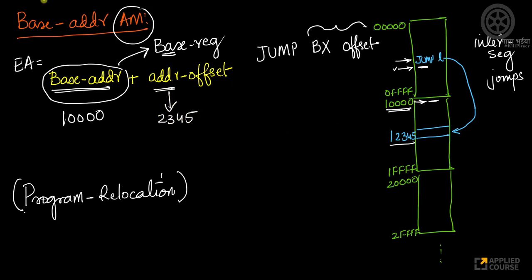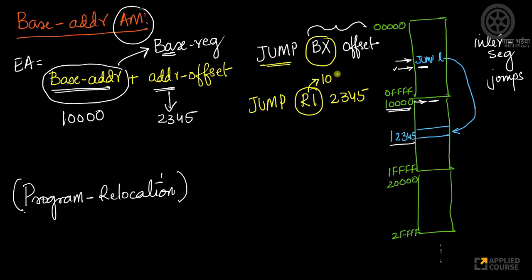So the way this instruction will look is it will have jump. It will give me the base register, some register where the base address is stored. So I could have something like this: Jump R1 2345. Here I'm assuming that this register R1 has the value 10000.